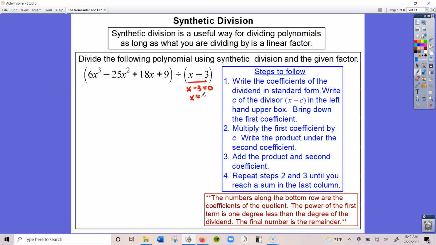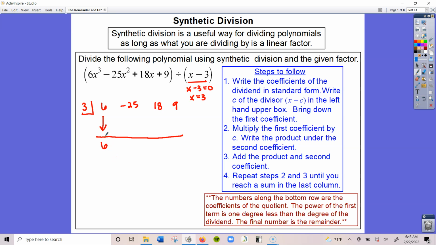We get that x is equal to 3. So here you're going to open up a little box and you're going to put 3 inside that box. Now you're going to get your coefficients from the polynomial and you're going to write them all along here in a row. So 6, negative 25, 18, and 9. So that's step 1. Write the coefficients of the dividend in standard form and write c of the divisor, x minus c, in the left-hand upper box. And now we're going to draw a line here and we are going to bring down the first coefficient. So this is how you set up.